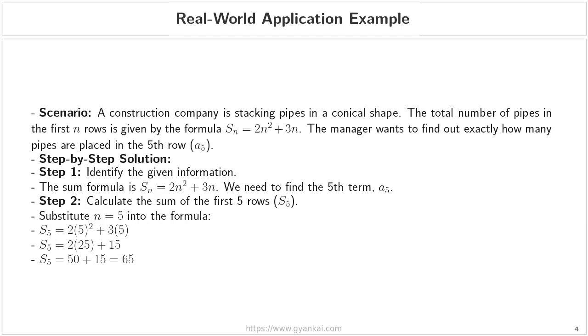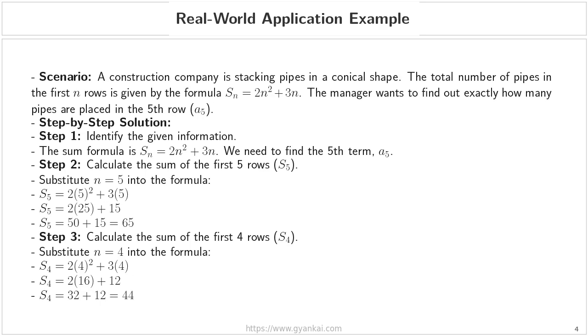In step 2, we need to calculate the total number of pipes in the first 5 rows, which is S sub 5. To do this, we substitute the number 5 into our formula, and this gives us 2 times 5 squared plus 3 times 5. Following the order of operations, we calculate 5 squared to get 25. So, we have 2 times 25 plus 15. This simplifies to 50 plus 15, giving us a total of 65 pipes.